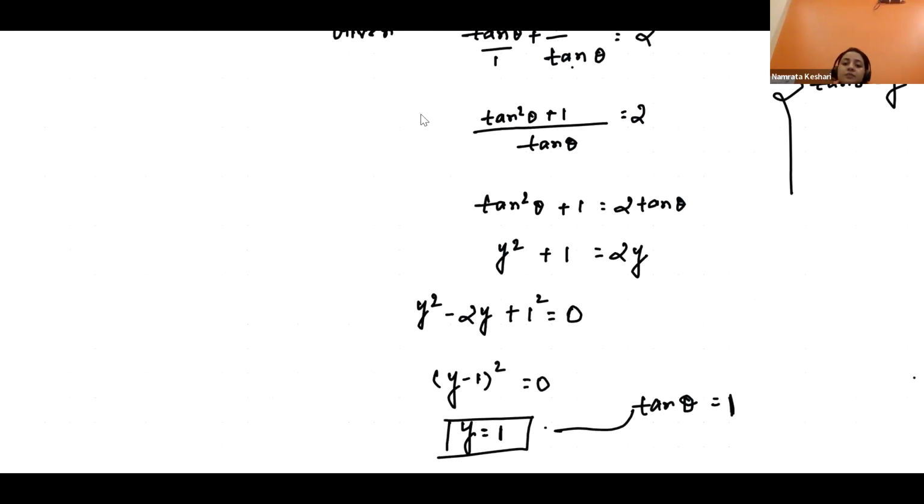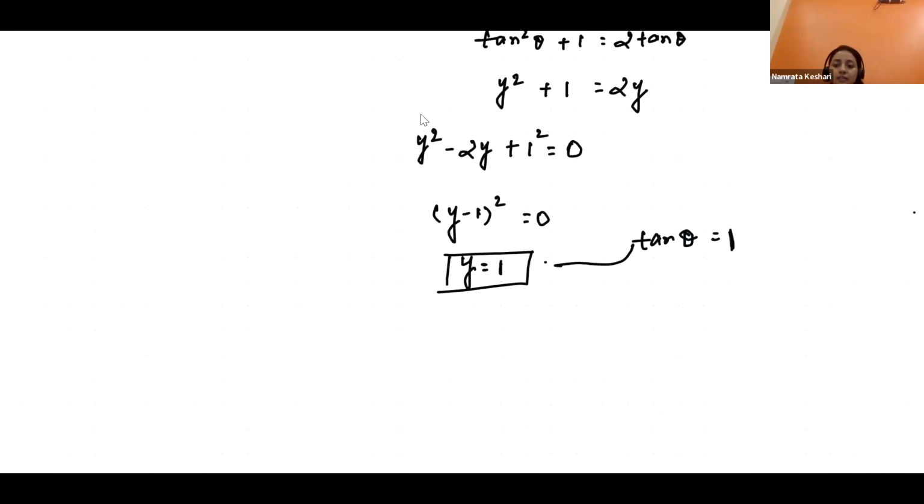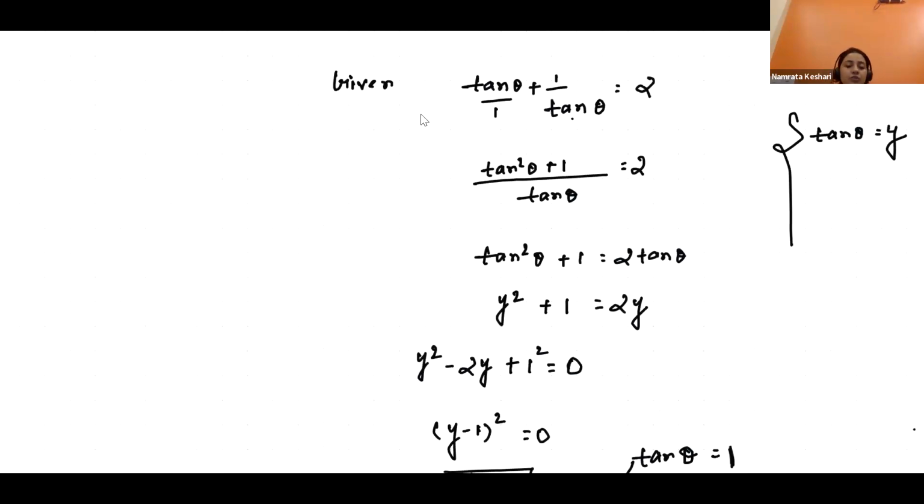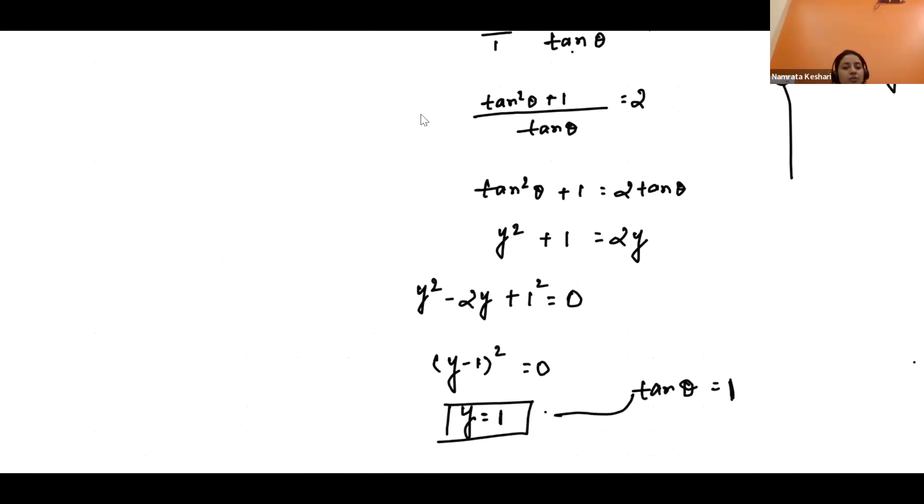Ma'am, could you please explain the last part again? Yes. What you did after (y minus 1) whole square is equal to 0: if you try removing this square, the square will get converted to a square root. Square root doesn't make sense over here. Because 0 is 0, so y minus 1 is equal to 0. Square gone, it became a square root or just vanished because 0 is there. So y value is 1, yes or no?